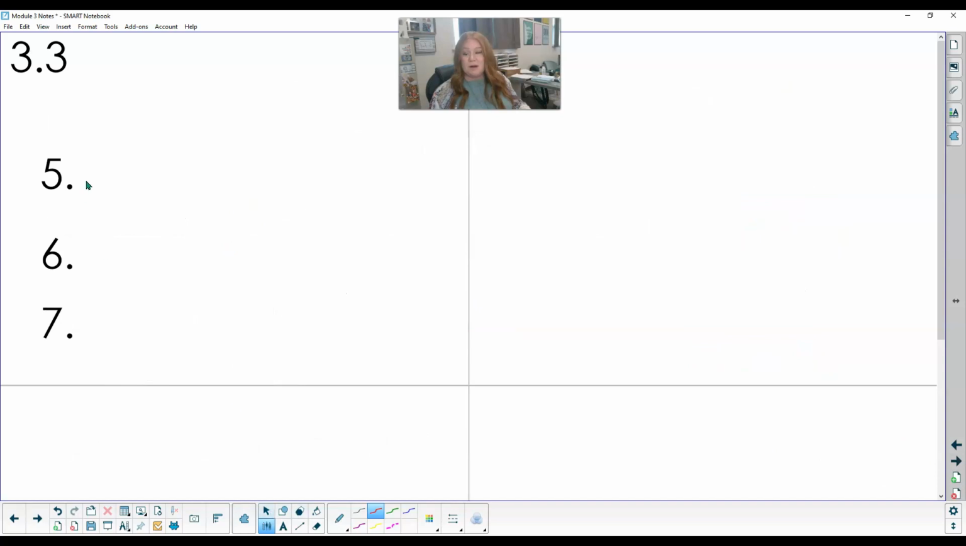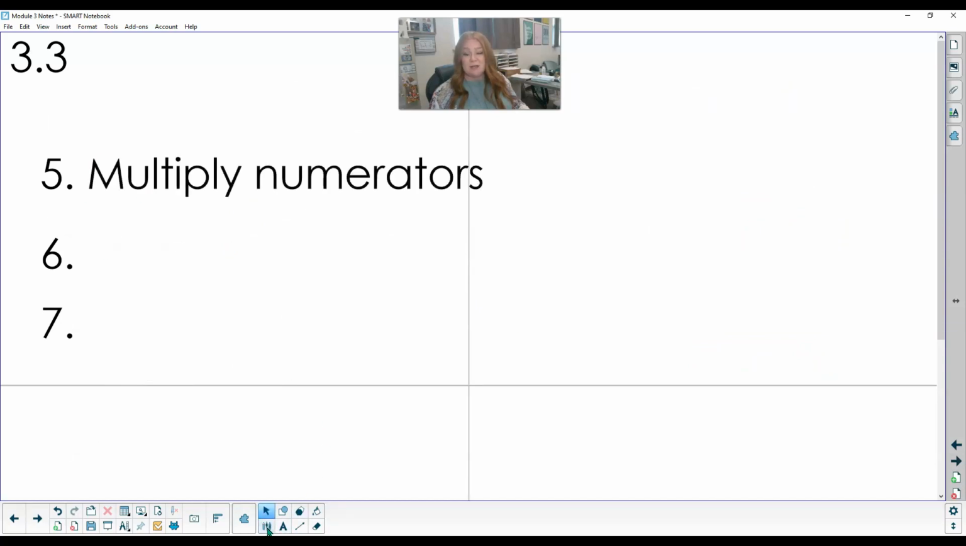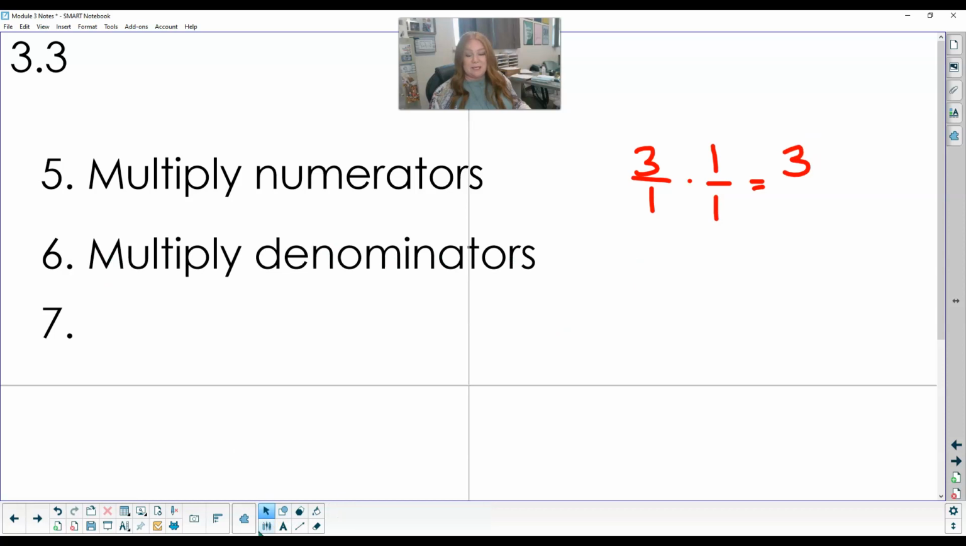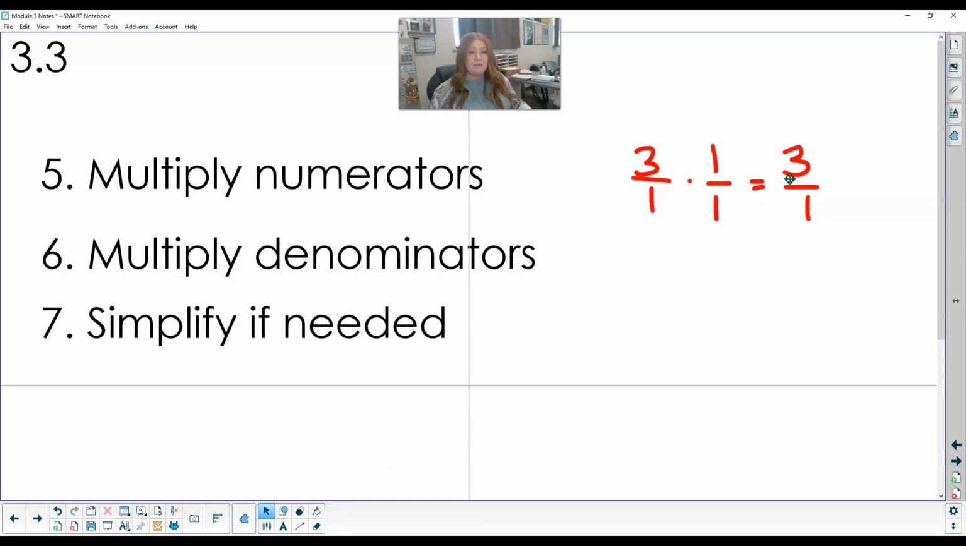So our next step is to multiply the numerators. I'm going to rewrite that problem. So we had 3/1 times 1/1. If I multiply my numerators, 3 times 1 is 3. Multiply my denominators, 1 times 1 is 1. And I'm left with an improper fraction here, 3/1. I need to simplify. 3 divided by 1 is 3.